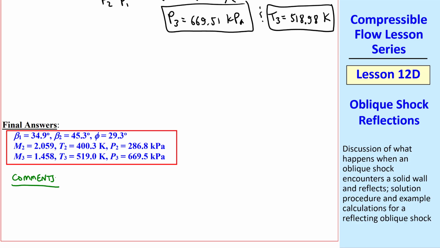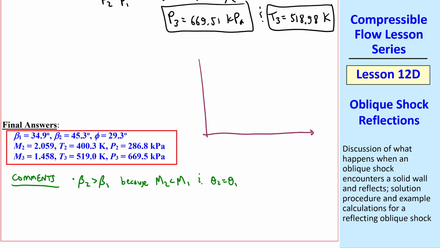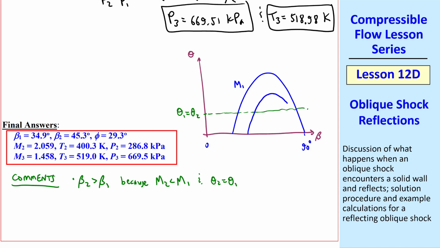And finally, I'll make a few comments. We notice that beta 2 is greater than beta 1, comparing these. Why? Because M2 is less than M1, and in our example, theta 2 equals theta 1. We can see from the theta beta M plot, where theta is the same for 1 and 2, but the Mach number 1 curve is taller than the Mach number 2 curve, since M2 is less than M1. So you can see from the plot that beta 1 is less than beta 2.